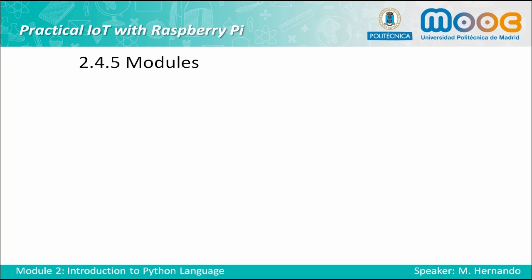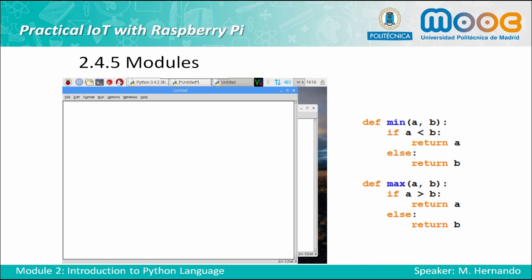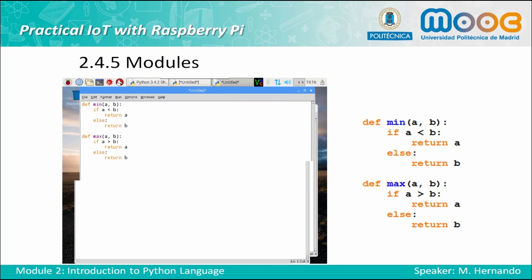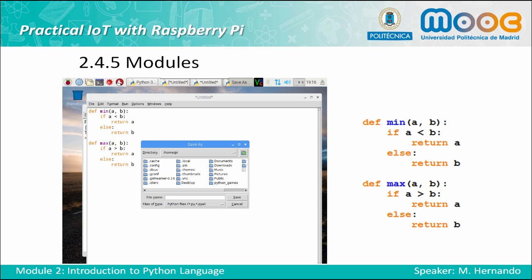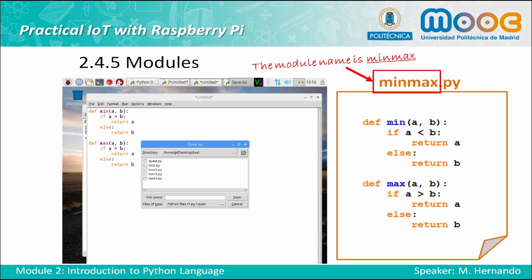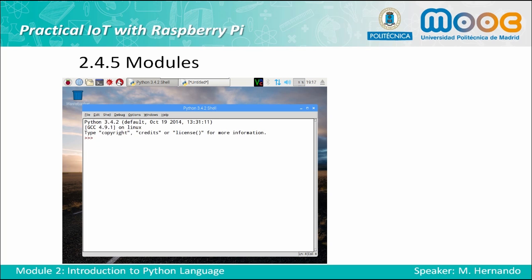We will begin by creating a module with the following min and max functions. A module is a file containing Python definitions and statements, and the file name is the module name. So if we want to name it the minmax module, we must create a text file called minmax.py. As we know, the suffix py is used to indicate that the file contains Python code. In any program where we want to use the functions min and max, it is enough to include the following line before.